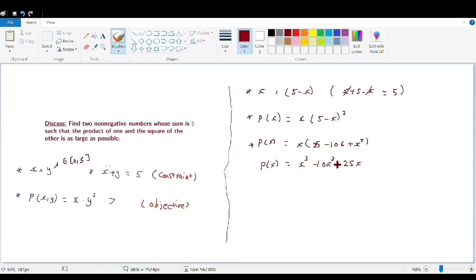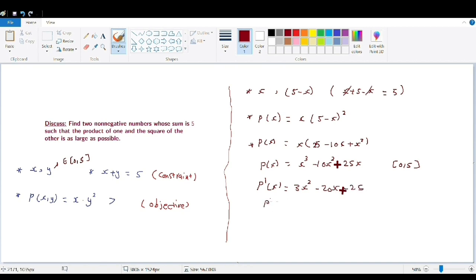So if one of them is 0, the second one should be 5. If one of them is 1, the second one will be 4. If one of them is 2, then it will be 3, and so on. So these two numbers cannot exceed this interval from 0 to 5. So we have our function p of x, and the domain of this x will be from 0 to 5. We just need to find the derivative, then we check the function at 0, at 5, and at the critical number. So p prime of x will give us 3x squared minus 20x minus 25.